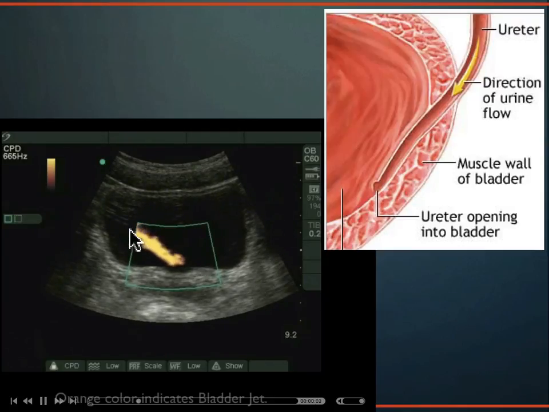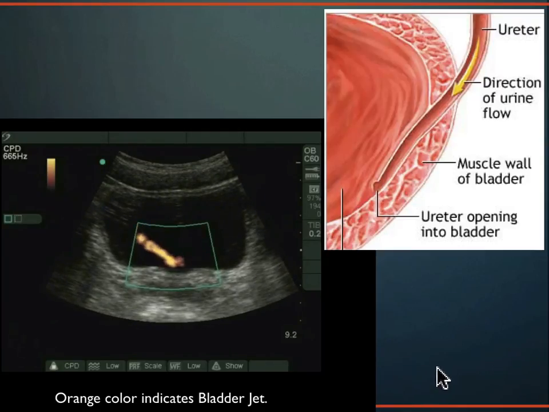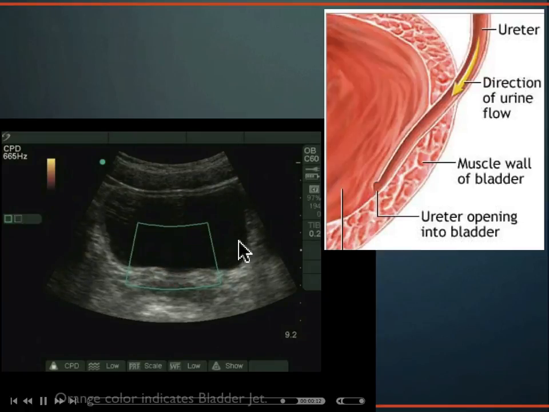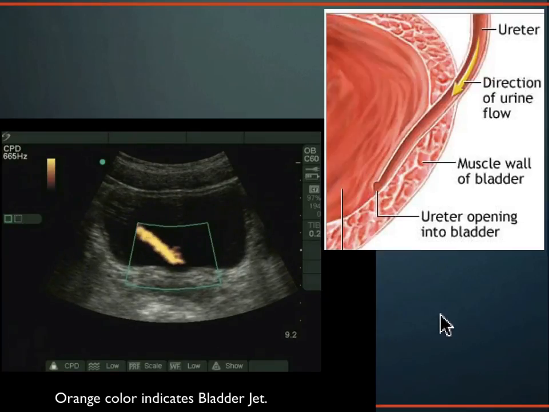So here we see on power flow Doppler, the jet of the left ureter is firing into the bladder. You can see it. Here's the left ureter diagram here. It came into the back of the bladder, the trigone, gave it a good fire. Then we just saw the right one fire. And there goes the left one again.